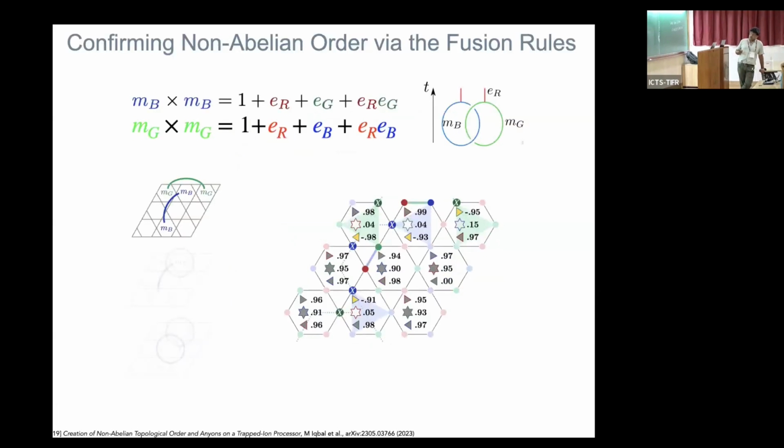Okay, so you can also confirm the fusion rules. So you can, for example, create excitations, violate these stabilizers, and then bring them together and see that they obey these fusion rules. I won't go into the details because I'm running out of time.